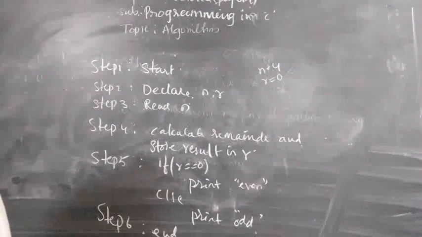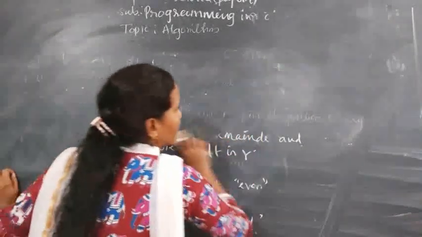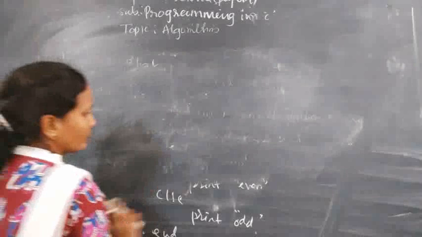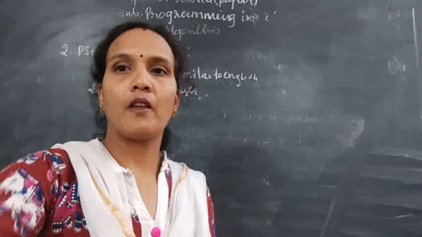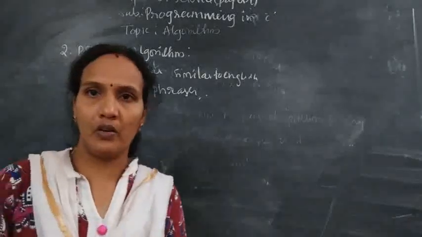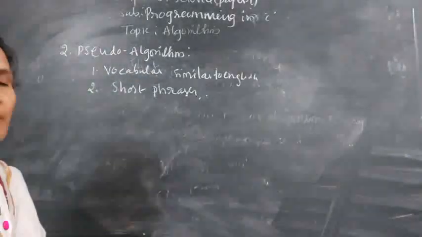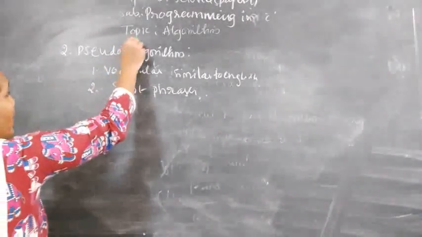Now, come to the next one, pseudocode. The next one is pseudocode, which we'll discuss now. Here we'll discuss the next form of algorithm. What is the next form of algorithm? Pseudocode algorithm.